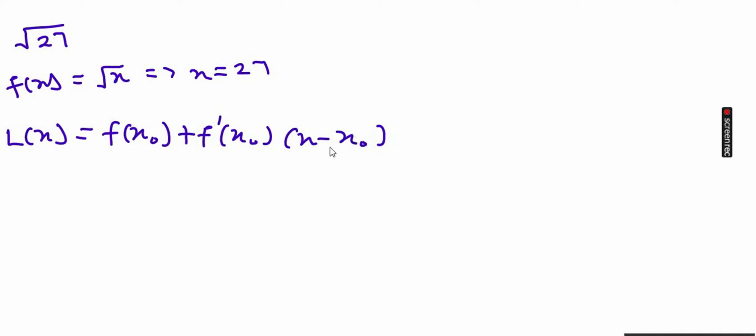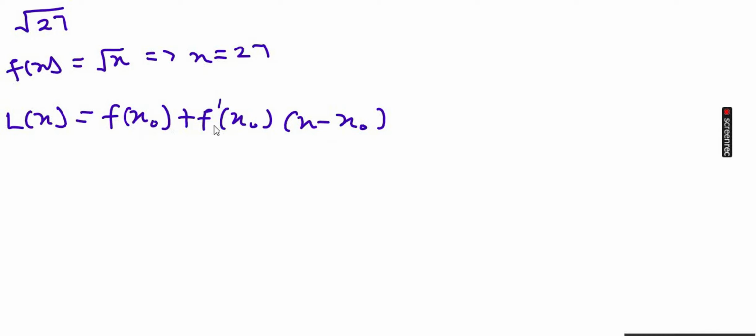Now in this case, we have to get the value of x naught, f prime of x naught. Now what will be x naught? X naught will be approximately a value which is close to 27 and is a perfect square. In this case, we can choose 25 as x naught. So 25 will be x naught. That means we can find f of x naught, which is square root of 25, because x naught is 25, which is 5.